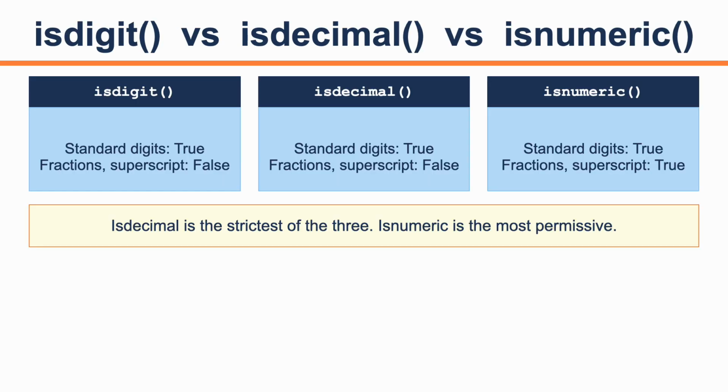These three methods overlap but are not identical. Standard digits pass all three checks. Fraction and superscript characters pass only isNumeric. isDecimal is the strictest, and isNumeric is the most permissive of the three.